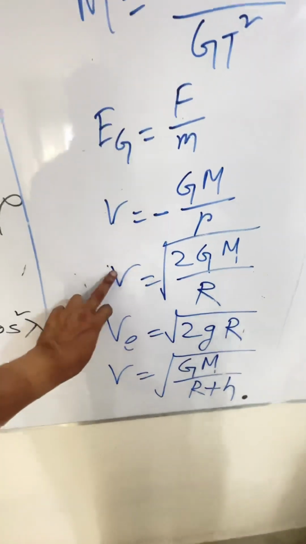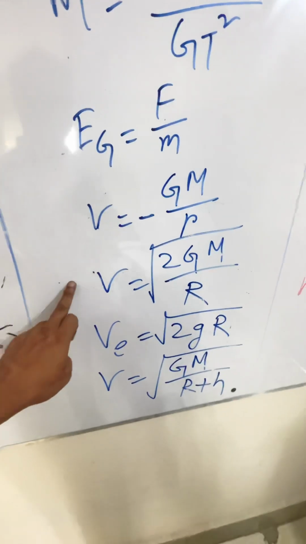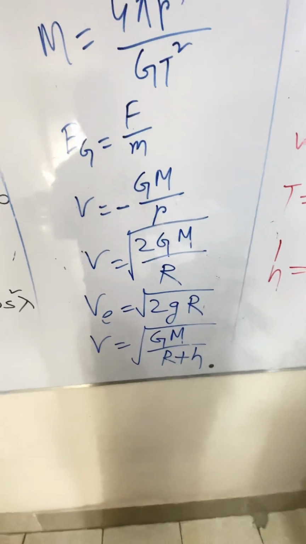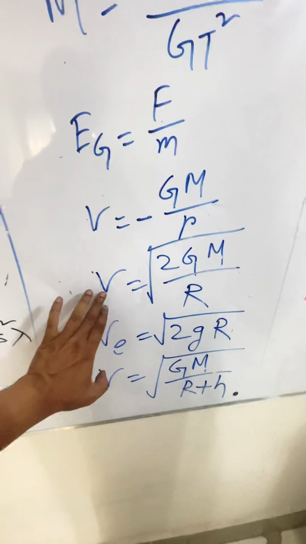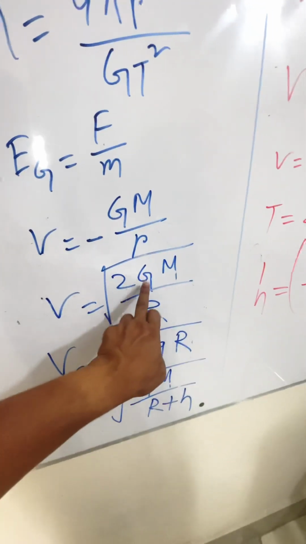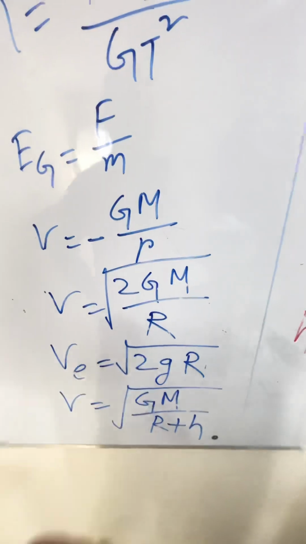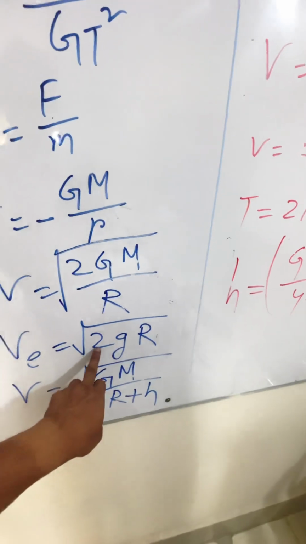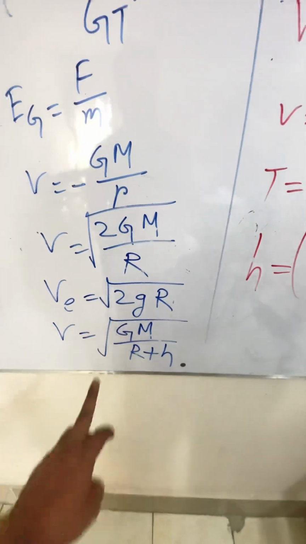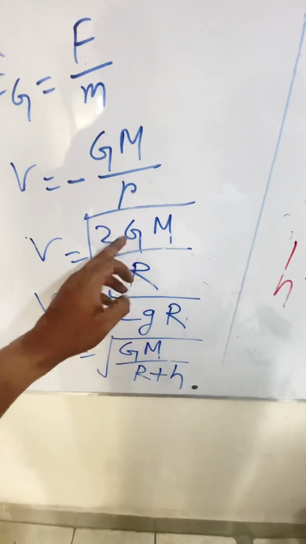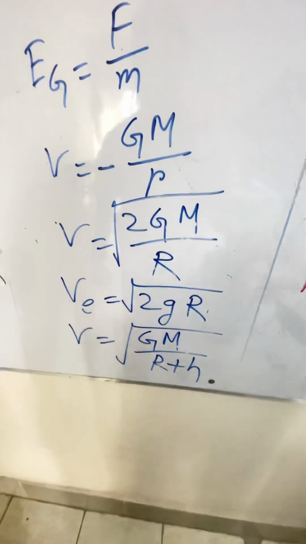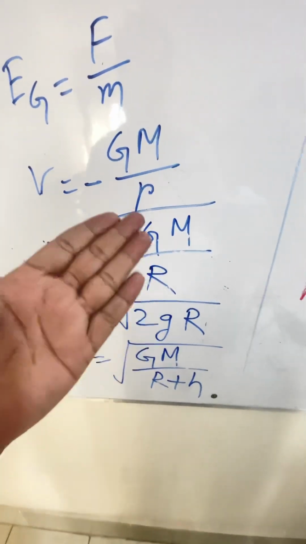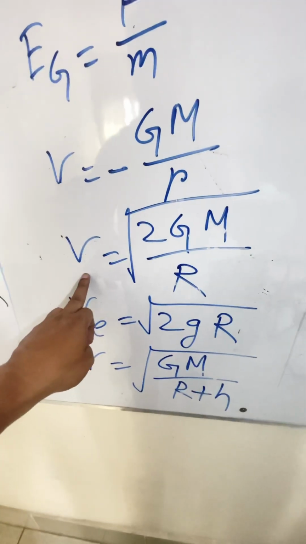Another formula. This is actually the escape velocity. To find the escape velocity, you have to use this formula. Okay, v equals root 2 capital G M over R. And another formula you may use is v equals root 2 small g R. R is the radius of the earth, and G is the universal gravitational constant, M is the mass of the earth. If you just know the mass of the earth and the radius of the earth and the universal gravitational constant G, you can find your escape velocity.